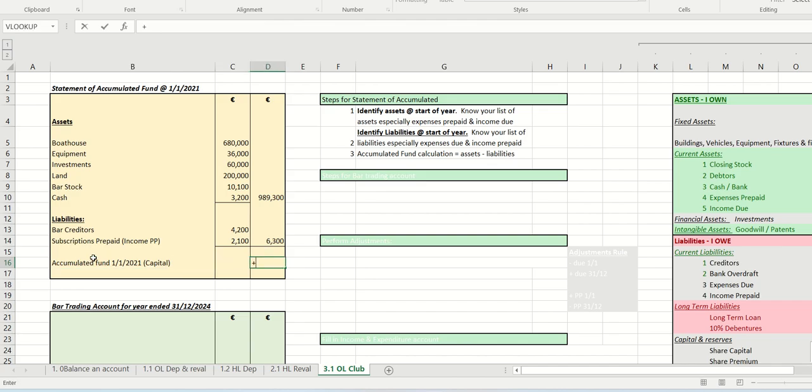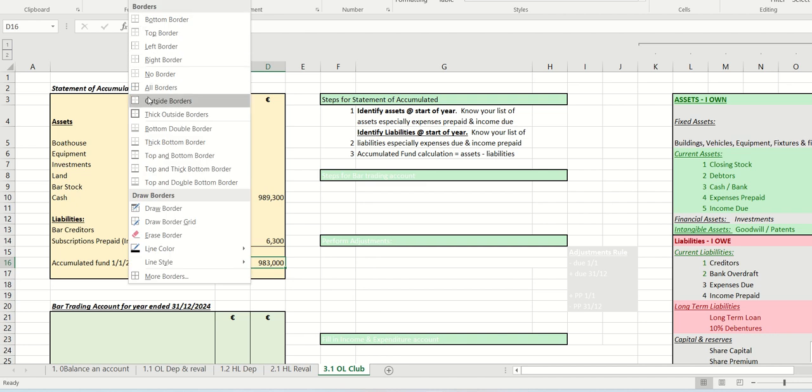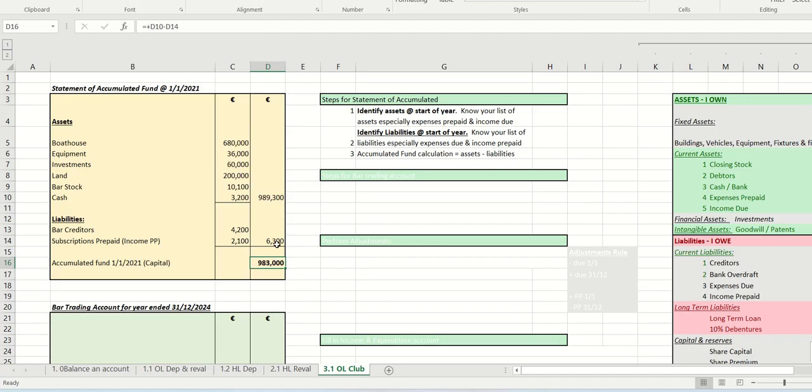We use slightly different language for club accounts because they're not for profit, but you'll be doing very similar things to this, guys, when you're doing for profit organizations. So the more you know this and the better you know this, the more it's going to stand to you at the end of the day. So our statement of accumulated fund, 983,000. You've got 20 marks for that. You get 2 to 3 marks for each one of these that you enter, guys. Really handy marks. We're all aiming for full marks on statement of accumulated fund at the start of the year.